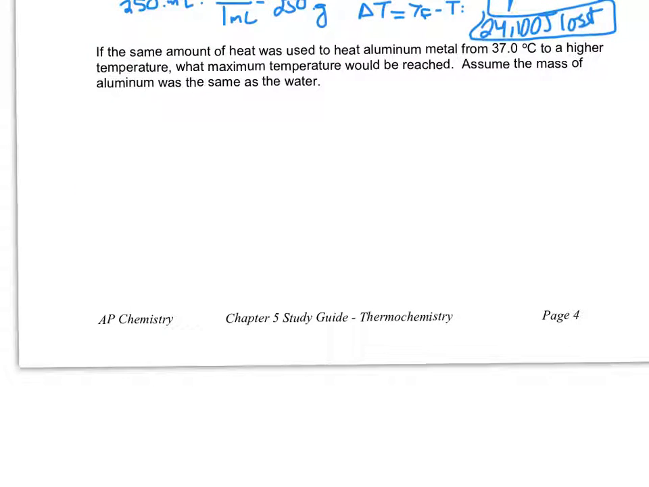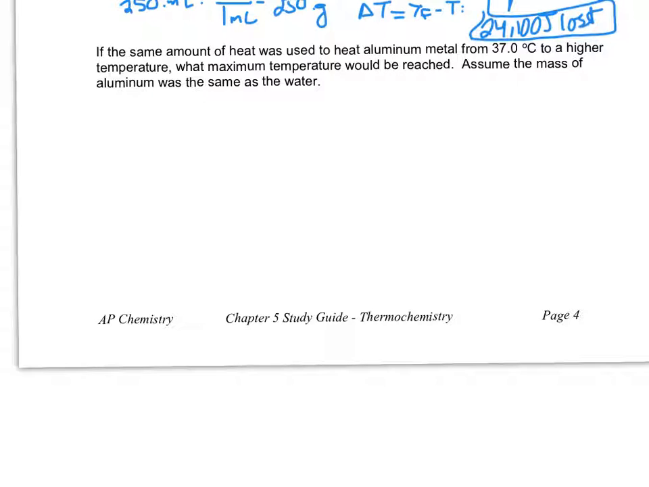It says if the same amount of heat was used to heat aluminum metal from 37 Celsius to a higher temperature, what maximum temperature would be reached? Assume the mass of the aluminum was the same as the water. So this one relates to the one that we just did. So the water lost some heat. It cooled down by releasing some heat. That heat was absorbed by the aluminum. It was used to heat up a piece of aluminum. We want to know, well, how much higher is the temperature of the aluminum?